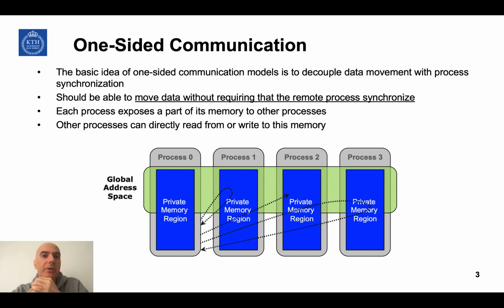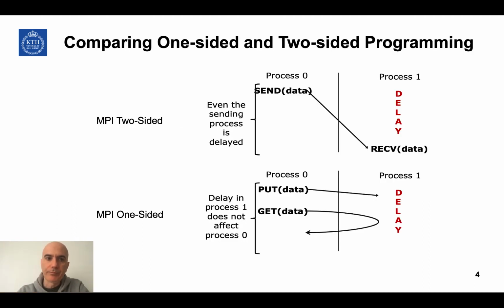The read operation in MPI one-sided communication is also called get. So whenever I use MPI get, it will read from an MPI window, while the writing operation to a remote MPI window is called put. So I will use MPI put to write to a remote memory window.